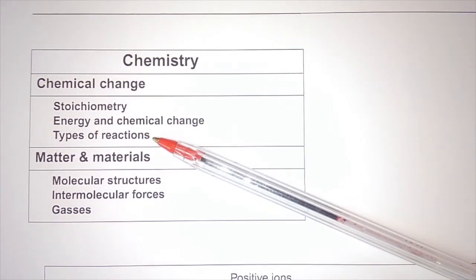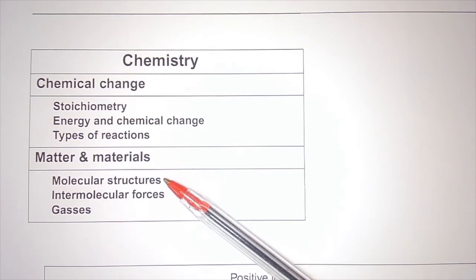Then we get to types of reactions. Now this here is something that your teacher might limit. Types of reactions include acids and bases and also redox reactions and oxidation numbers. But this is something that your teacher might leave out because we are going to do that in matric as well. So just check with your teacher if you need to do acids and bases and also redox reactions for your exam.